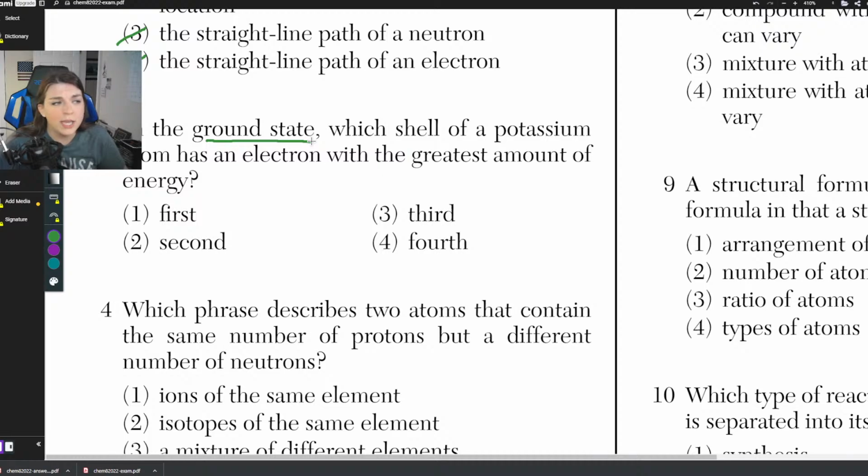This is truly asking you if you know what a valence electron is, because the electron with the greatest amount of energy is a valence electron. The electron's energy is related to its proximity to the nucleus. The closer it is to the nucleus, the less energy it has. The further away it is from the nucleus, the more energy it has.